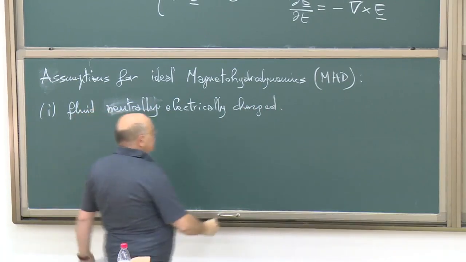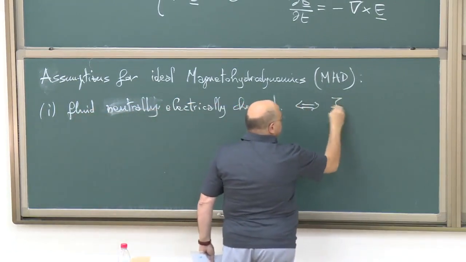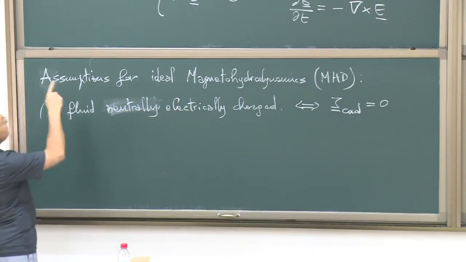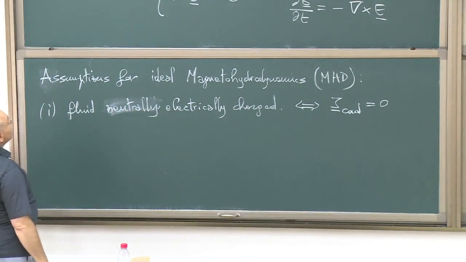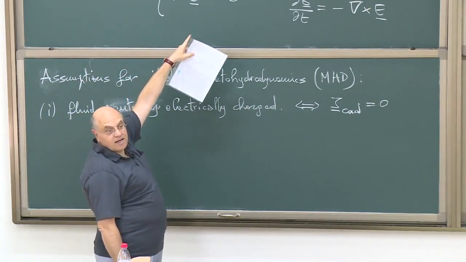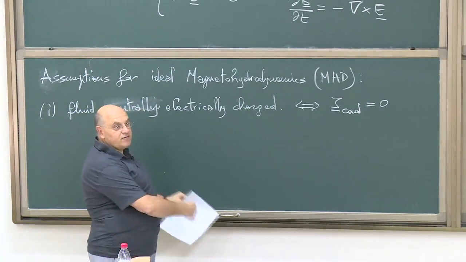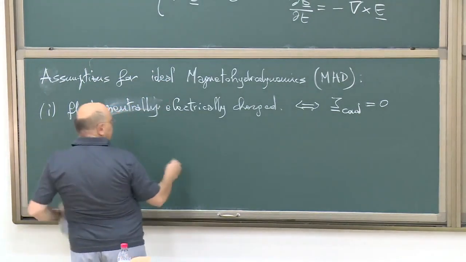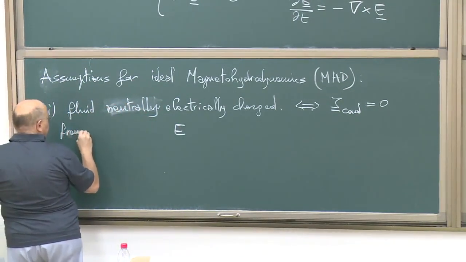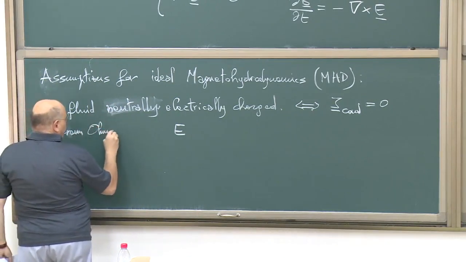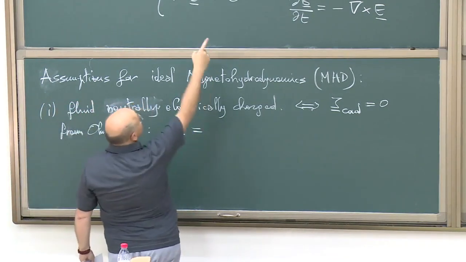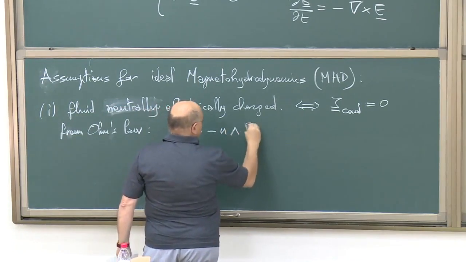That means that J due to conduction is 0. So immediately from Ohm's law, if that is 0, there is a direct relationship between E and the field transported by the fluid. So from Ohm's law, E will be minus u cross B.